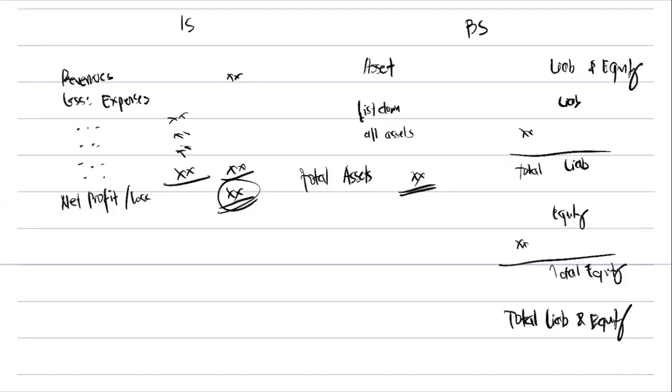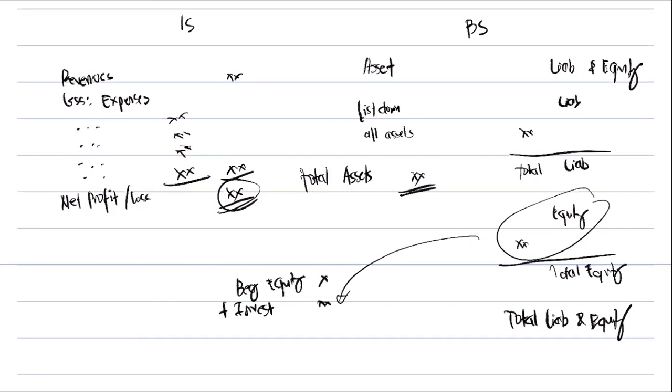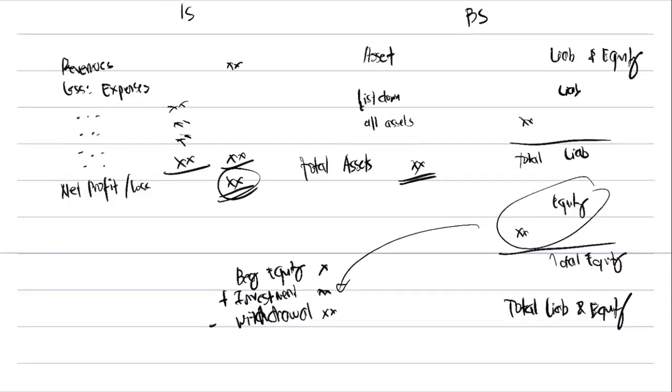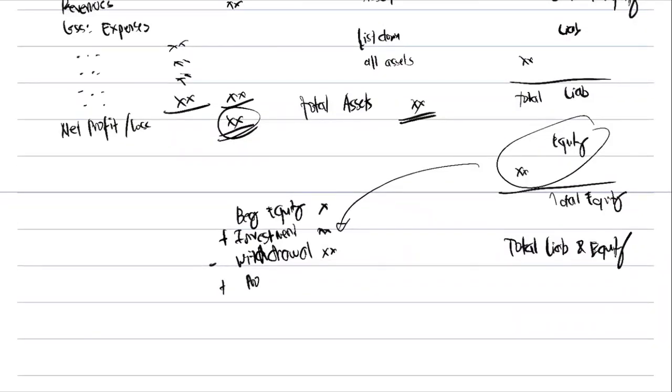So guys, how do we compute for your ending equity again? Your ending equity is equal to your beginning equity, plus investment, less withdrawal, plus profit, less loss. That gives you the ending equity.